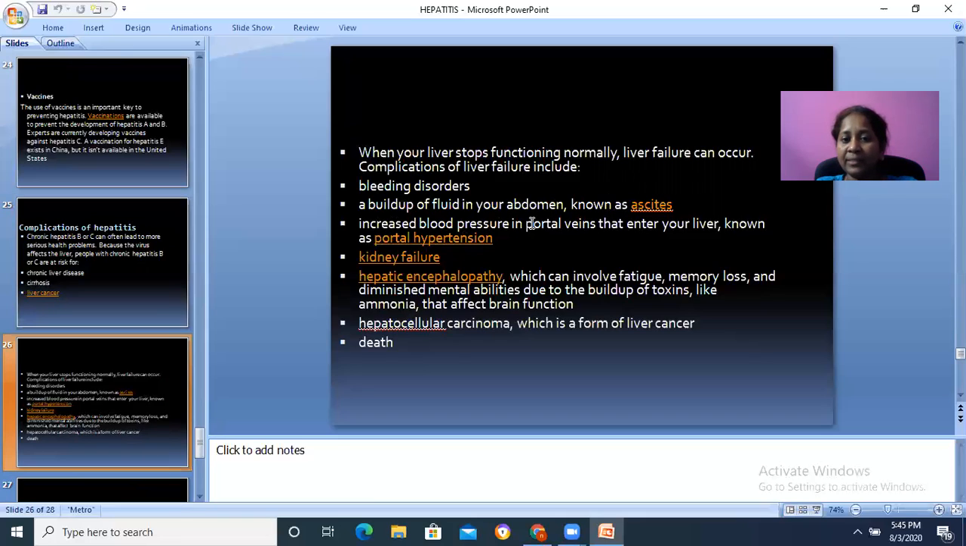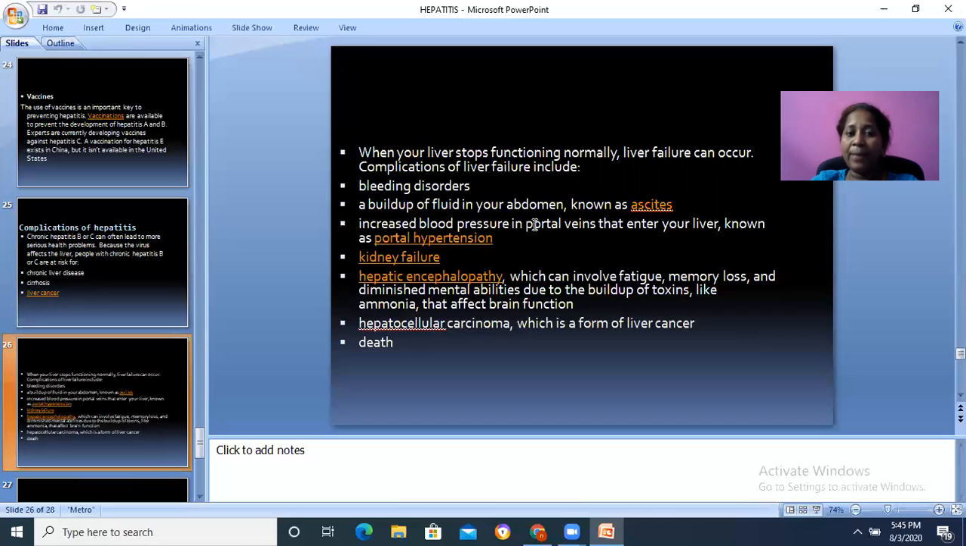Increased blood pressure in the portal veins that enter your liver is known as portal hypertension. People with liver failure complications may get portal hypertension. Next, renal failure, that is kidney failure.